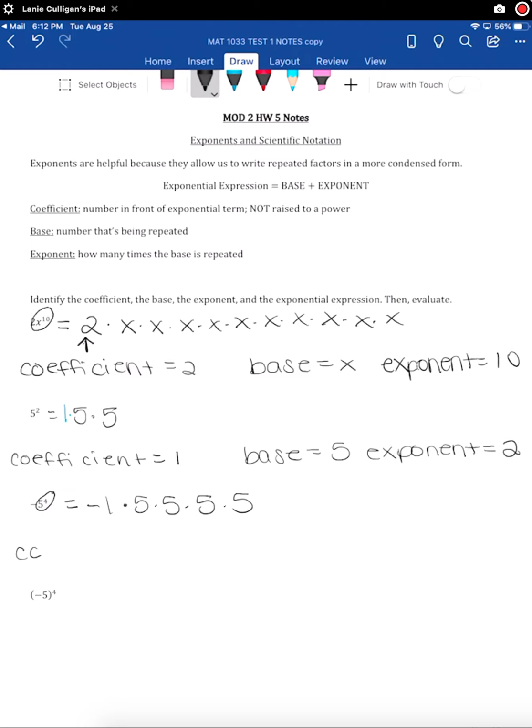So here we can see that our coefficient is the number out front, which is going to be -1. Our base is the number that's being repeated, which is 5. And our exponent will be 4.